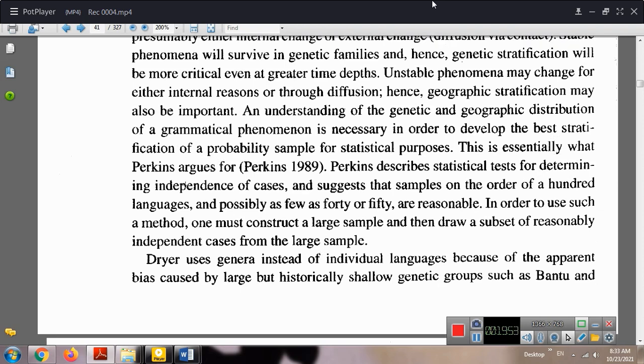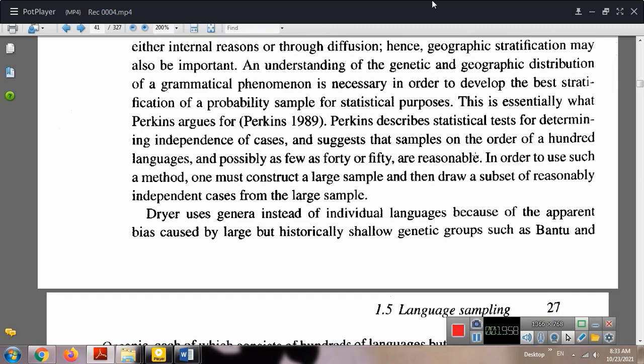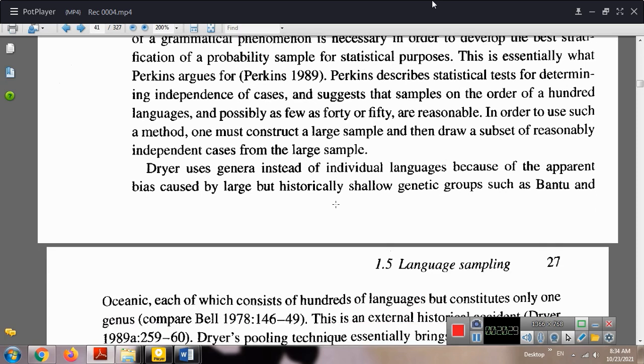This is essentially what Perkins argued for. Perkins describes statistical tests for determining independence of cases and suggests that samples on the order of 100 languages, and possibly as few as 40 or 50, are reasonable. In order to use such a method, one must construct a large sample and then draw a subset of reasonably independent cases from the large sample.